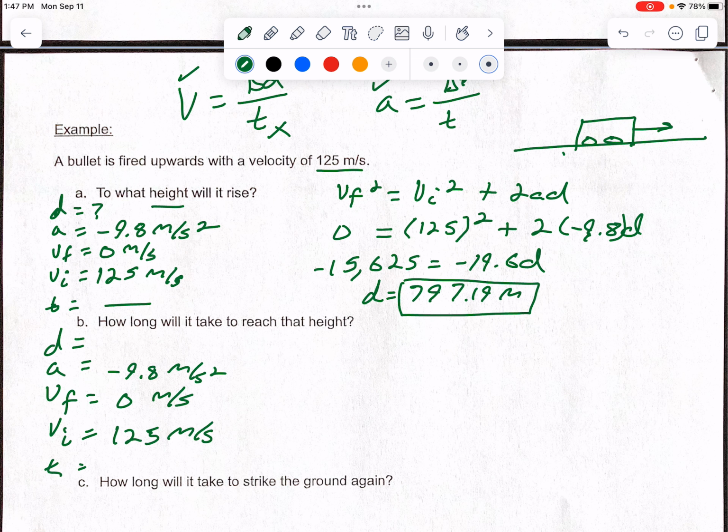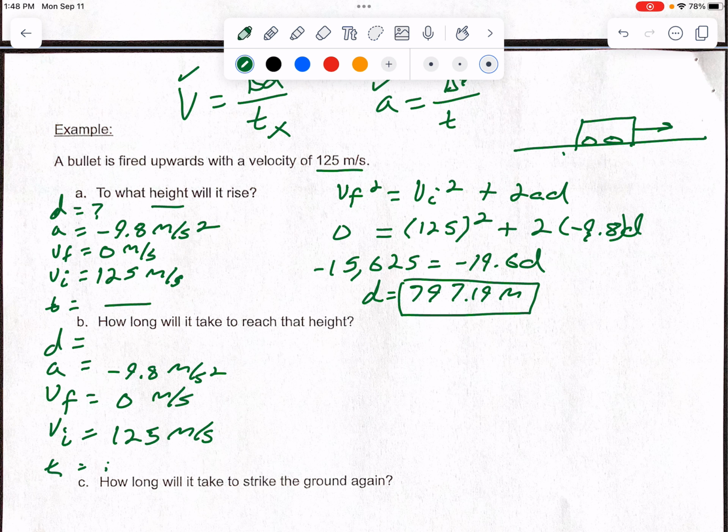Now, could you have used the 797.19 meters from part A? You technically could have, but there's a couple reasons why I don't use it. One, I like to use the givens that they give us. I'm not going to mess with that 125, I know that VF is 0, and I'm not going to mess with gravity. I'm not going to get rid of one of those things to bring in something from part A. Also, if you messed up in part A and you bring that down to the next part, that's just going to create a domino effect, and it's going to mess up part B.